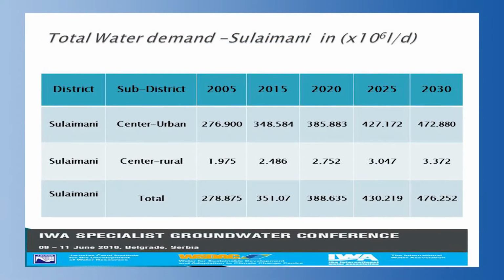And this table, in fact, summarizes domestic needs and irrigation needs. Of course, the irrigation needs are much more than any other need. It's about 90% of the need. And in future expectation, if you look at all the figures, it will almost double.